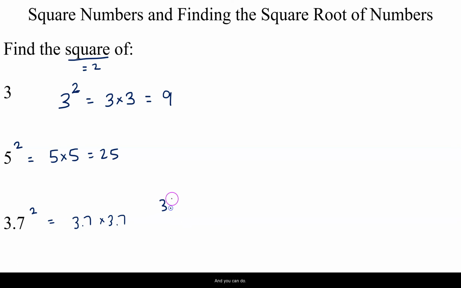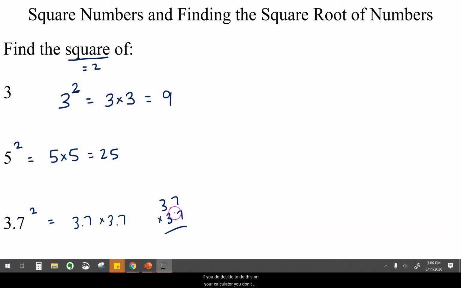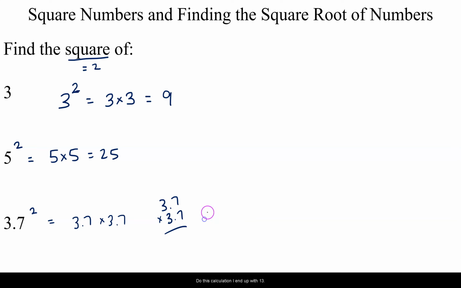And you can do the multiplication by hand, or you can use a calculator. If you do decide to do this on your calculator, you don't have to type in 3.7 times 3.7. There should be a button that allows you to square whichever number you input. And when I do this calculation, I end up with 13.69 as my answer.